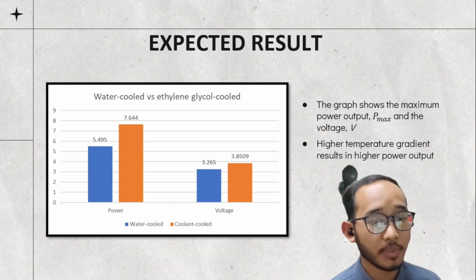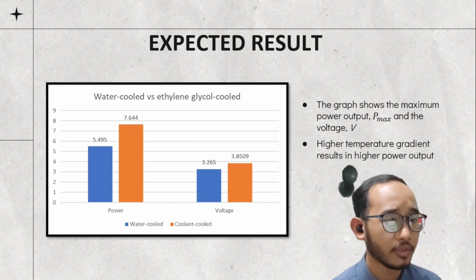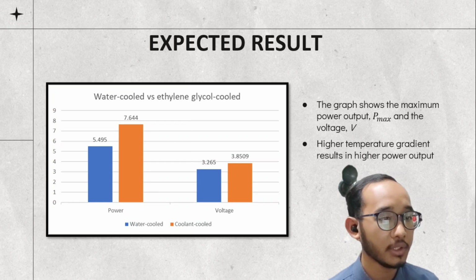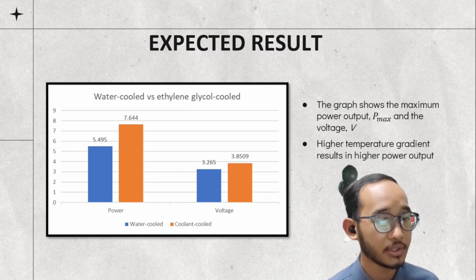Last but not least, expected result. So this is the result for my theoretical calculation. This graph shows the maximum power output and voltage across the load for two distinct cooling systems. The temperature gradient of the water-cooled method is 149.122 Celsius, whereas the ethylene glycol-cooled method is 175.822 Celsius. The result indicates that as the temperature gradient increases, so does the system's power output.